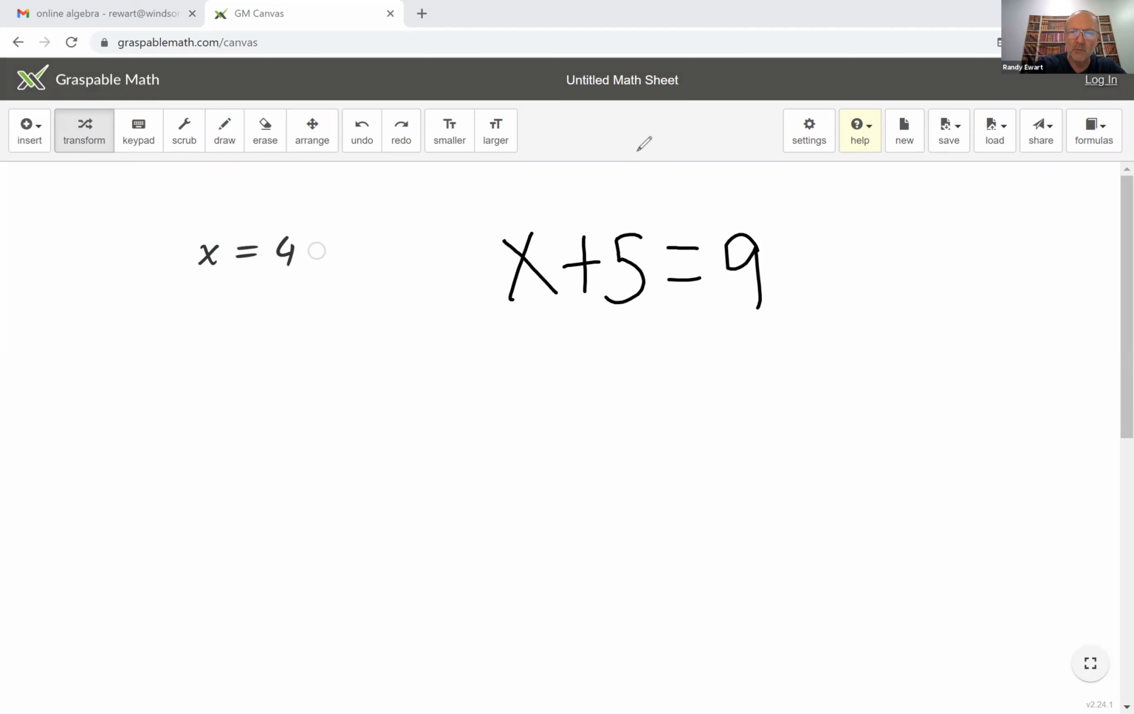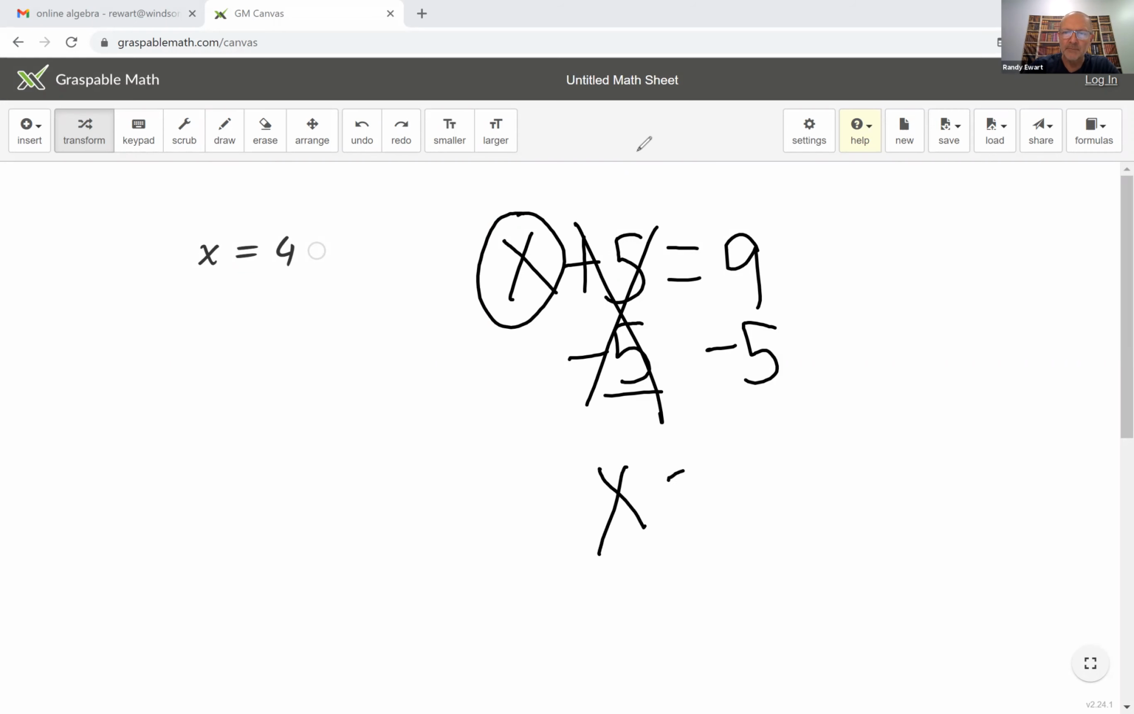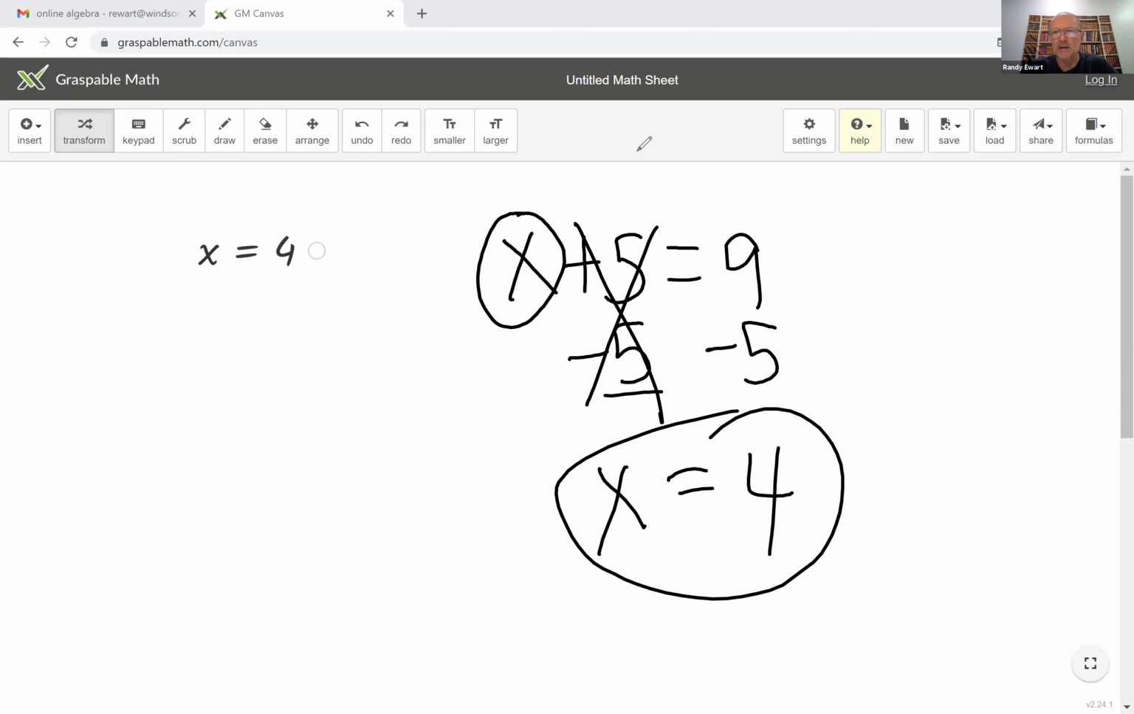So you would say, okay, we're going to subtract 5 from both sides. The reason that we're choosing 5 is because we want to isolate the X, and we're going to do minus because it's a plus, and those are inverses. And so you always have to do the same thing to both sides. And now you're going to simplify, and the 5s go away, and then you're going to rewrite the equation, and then you have 9 minus 5 is 4. And then you go, that's a solution. We're done. We've isolated the X.